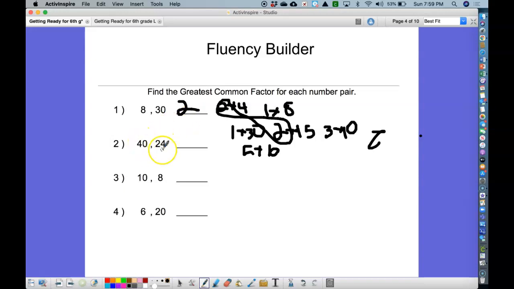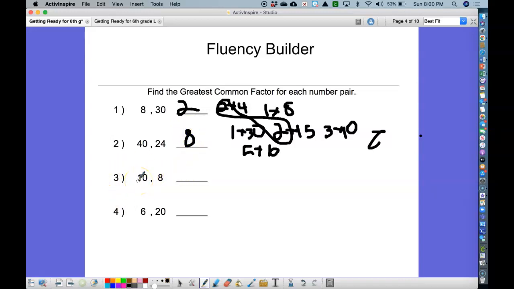So if I'm looking here at 40 and 24, thinking through, I've got 1 times 40, and I know 40 can't make 24. I've got 2 times 20, and I know 2 can make that, but 20 can't. Then I can do 3. Nope, I can't do 3. I can do 4 times 10, and I know 4 times 6, so far 4 is my biggest. I can do 5 times 8. Oh, 8. And I also know 8 times 3 makes 24. So 8 is my biggest factor here.